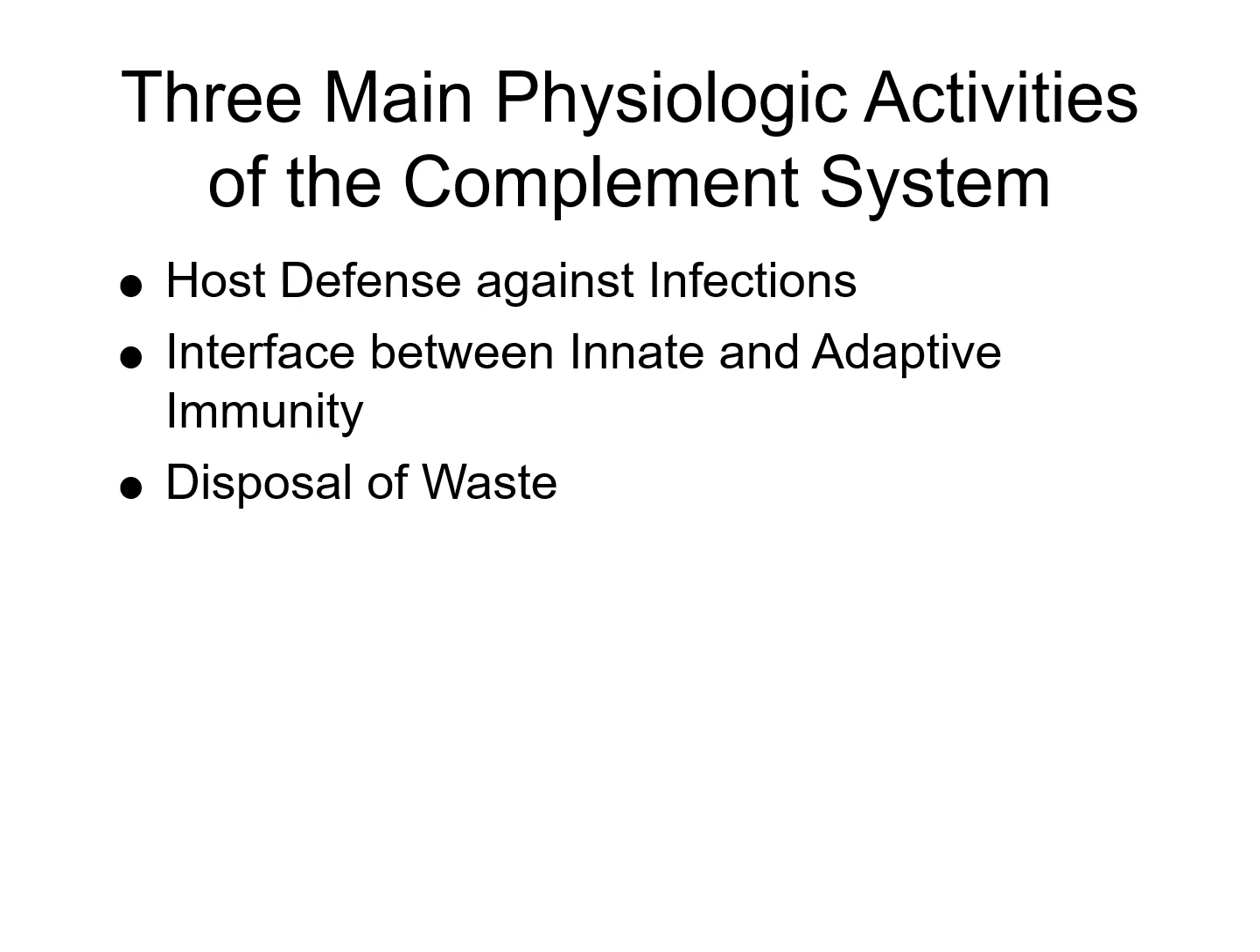There are three main physiologic activities of the complement system. So we have the host defense against infections. This is the immune system that protects the body from microbial infections. It combines innate and adaptive mechanisms to detect, attack, and eliminate pathogens. And then we have an interface between innate and adaptive immunity. So innate immunity provides the first line defense and alerts adaptive immune cells. Adaptive immunity provides specific long-lasting responses, and this interface ensures coordinated and effective protection.